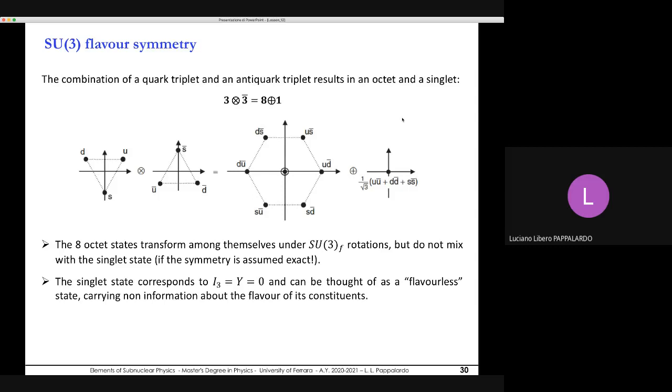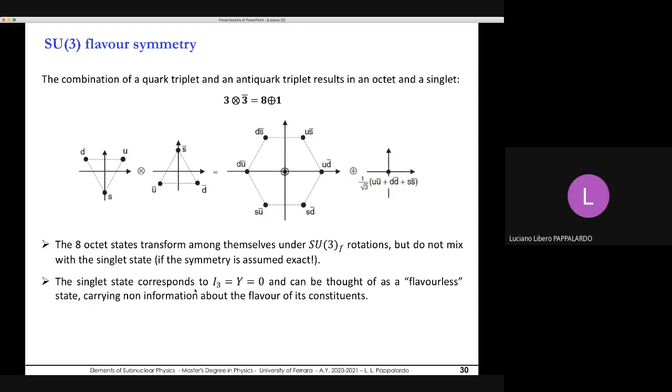A few comments. The 8 octet states transform among themselves under SU(3) flavor rotations, but in principle, they do not mix with the singlet state. Of course, this is only true if one assumes an exact SU(3) flavor symmetry, which we know already is not the case. We know that the symmetry is partially broken. So we should expect already now that there could be mixing between the octet states and the singlet state, and this we will see later.